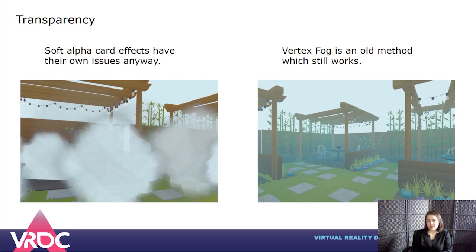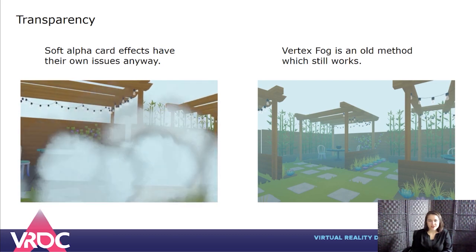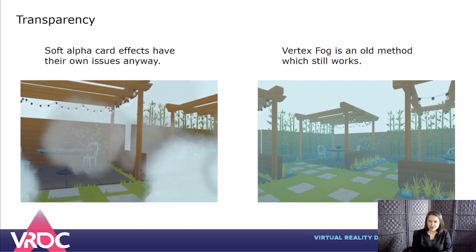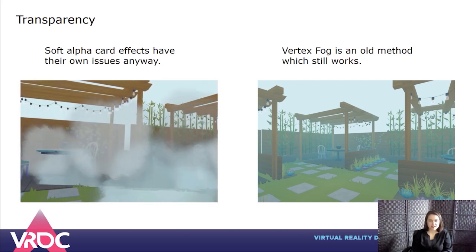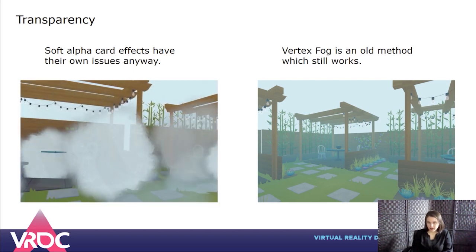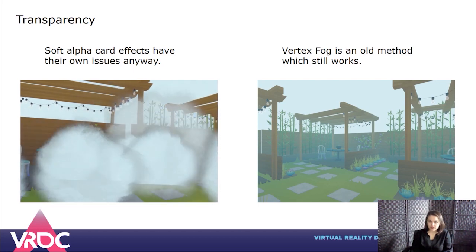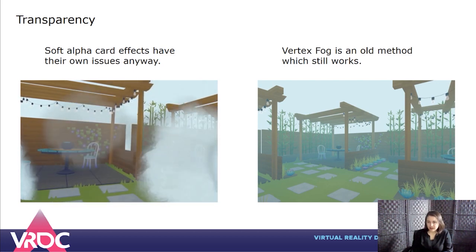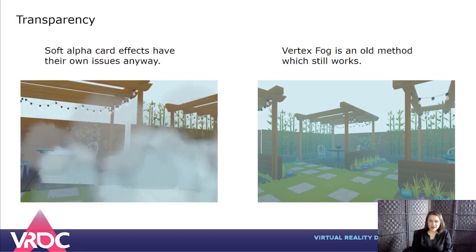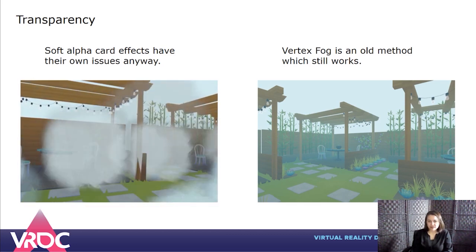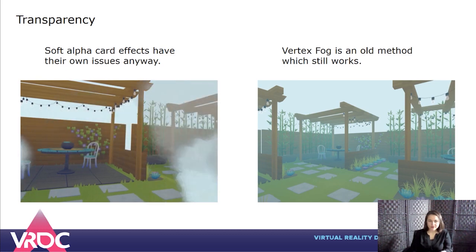I find sometimes that really soft alpha cards don't look as good in build as they do in engine, so be sure to test your effects on the headset. The old style of fog, linear fog or vertex fog, performs really well on the Quest. I've really pushed this and made it do some really interesting things. So as long as you have enough vertices to support it, it can work really well.